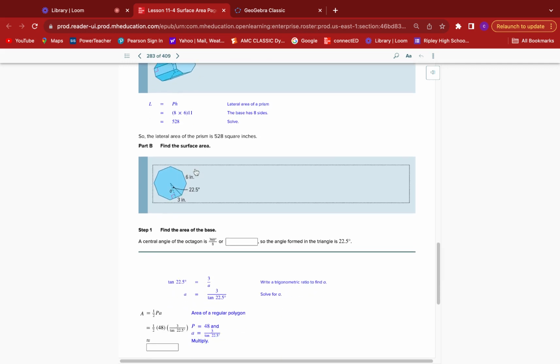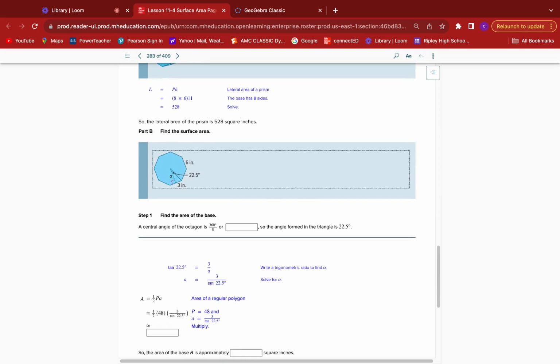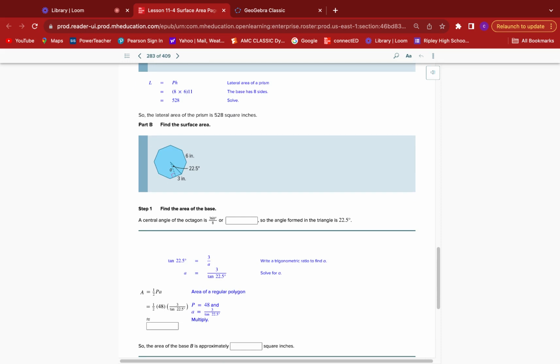So we need to go back and find the area of this octagon. Now remember the formula is 1/2 PA, so it's 1/2 the perimeter times the apothem. Sorry, I said it wrong. The apothem.